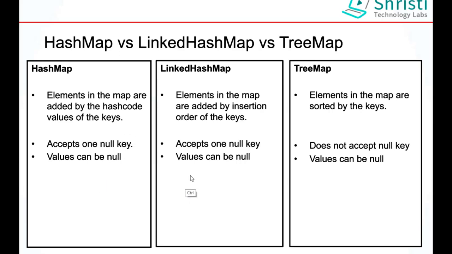Now coming to LinkedHashMap and LinkedHashSet. In case of LinkedHashMap, the elements are added as per the insertion order of the keys. In case of LinkedHashSet, the elements are added by the insertion order. In this case also, LinkedHashSet accepts null values. LinkedHashMap also accepts null key and null value. Coming to TreeMap, the keys are sorted either in alphabetical order, numerical order or a custom order. Same is the case with TreeSet. The elements are sorted either in alphabetical order, numerical order or custom order.